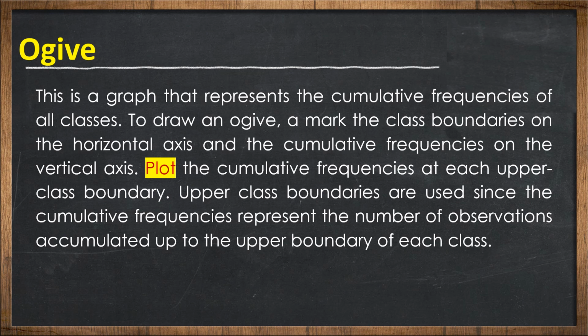Ogive. This is a graph that represents the cumulative frequency of all classes. To draw an ogive, mark the class boundaries on the horizontal axis and the cumulative frequency on the vertical axis. Plot the cumulative frequencies at each upper class boundary. Upper class boundaries are used since the cumulative frequencies represent the number of observations accumulated up to the upper boundary of each class.